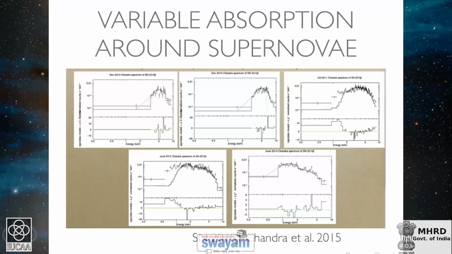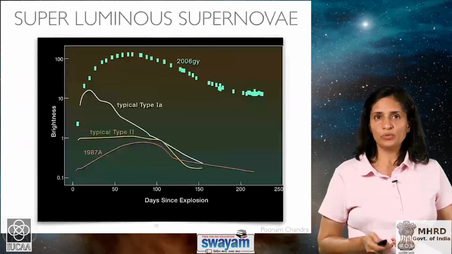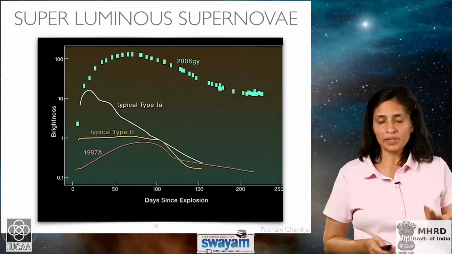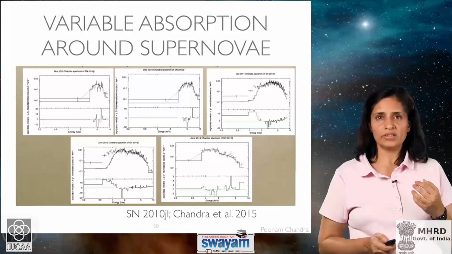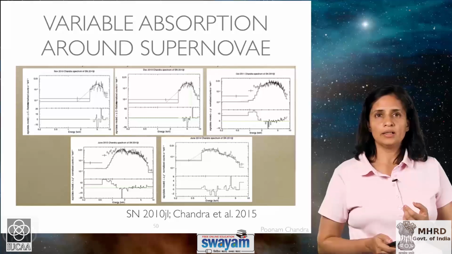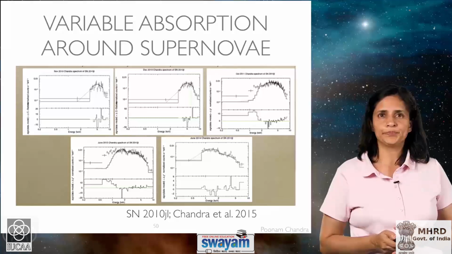So, this means that observations are suggesting that indeed there are supernovae which are directly telling you that the kind of mass loss which is needed to produce these superluminous supernovae is happening in some supernovae. So, this is one of the interesting fields of research in which our group is also interested.